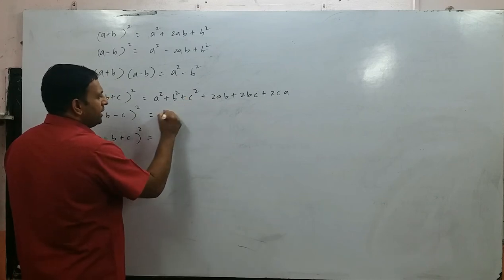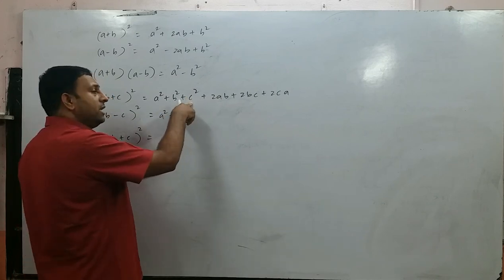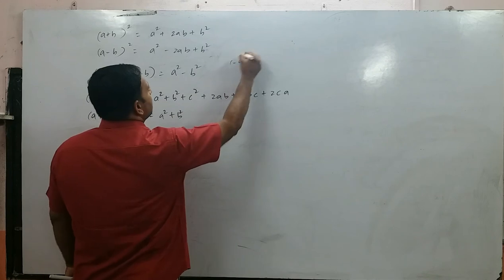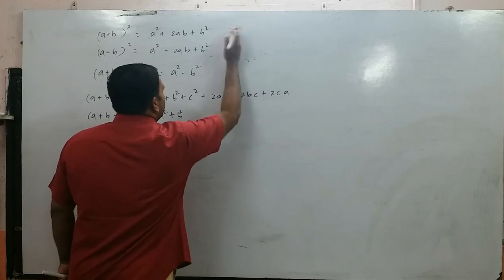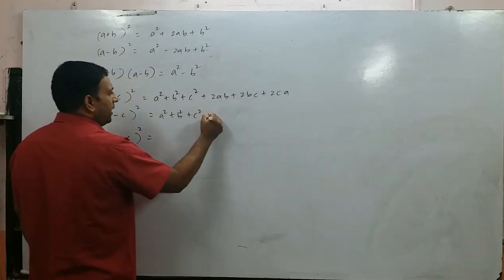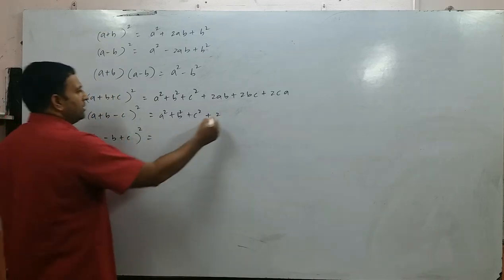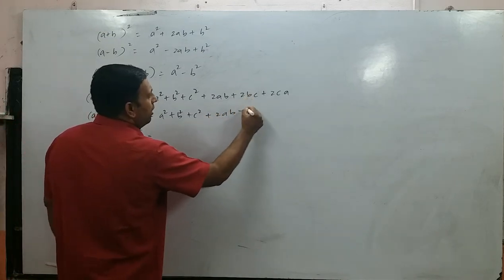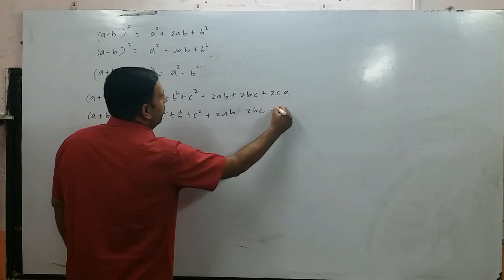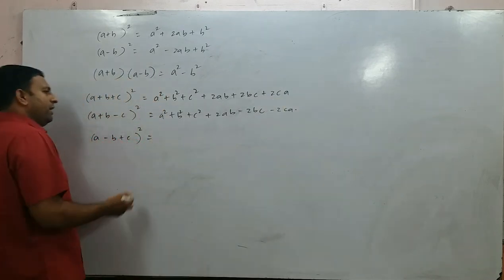Now what will this be? a square plus b square plus (minus c) whole square. See, what is (minus c) whole square? It is c square. So need not change the sign. It is plus c square plus 2ab, it is positive. And because c is involved, it is minus 2bc. Because c is involved, it is minus 2ca. Very, very simple to remember.